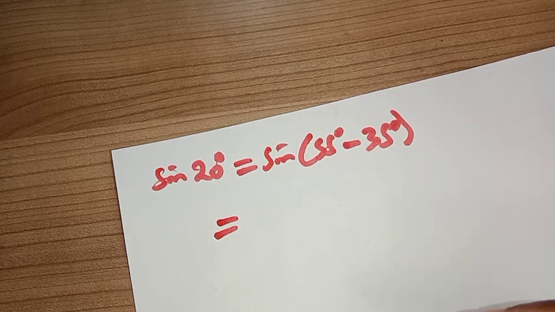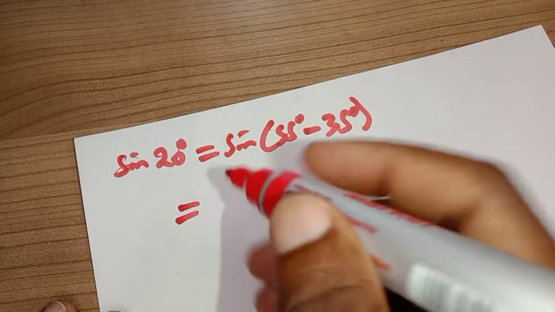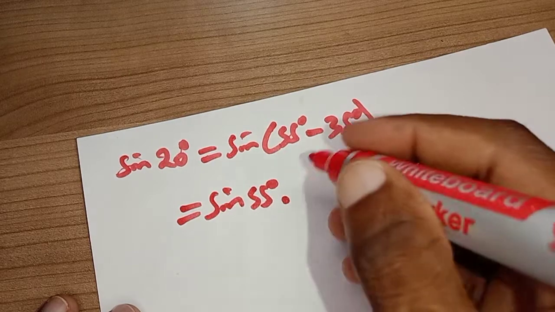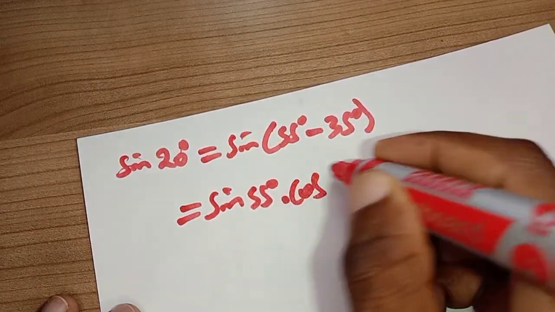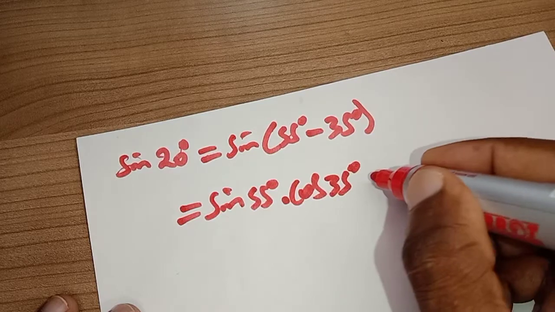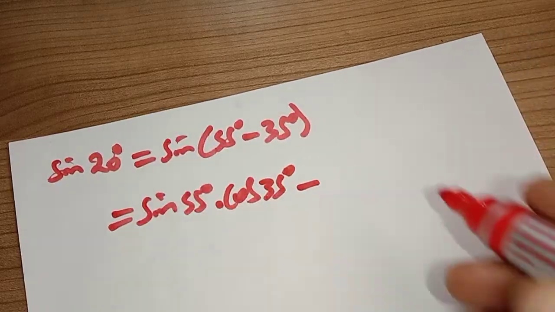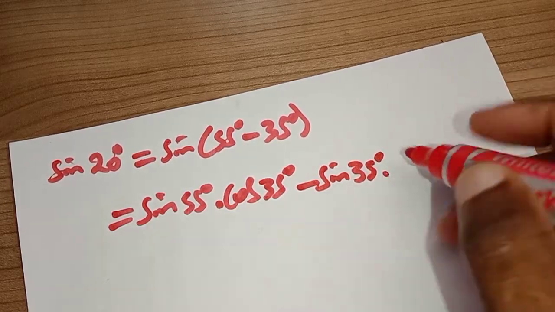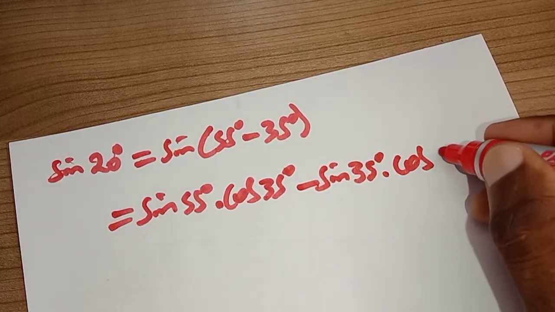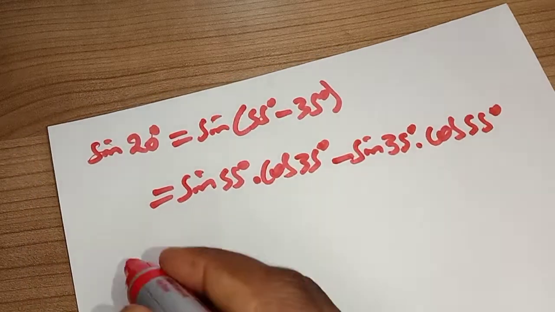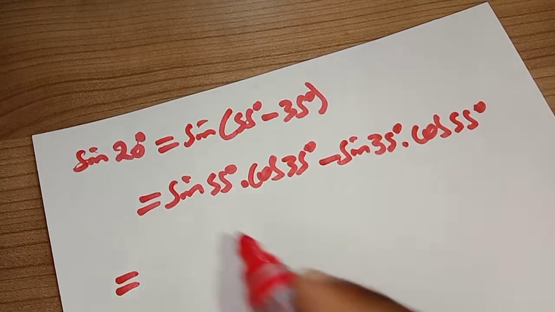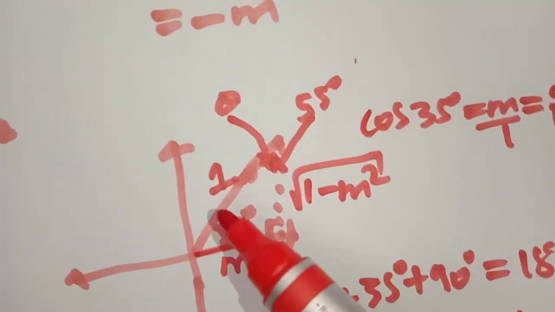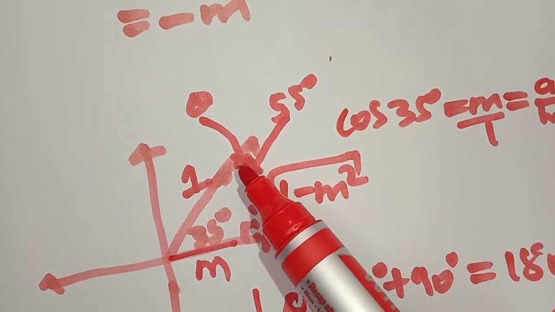I'm going to expand. Remember, with a compound angle for sine, we're going to have the sine of 55 degrees, that is our A, multiplying the cos of 35 degrees. If here is subtraction, even here should be subtraction. Then the sine of 35 degrees multiplying the cos of 55 degrees. Now we are going to substitute. They say actually we should look for sine 55 degrees. We come here, this is our 55 degrees.